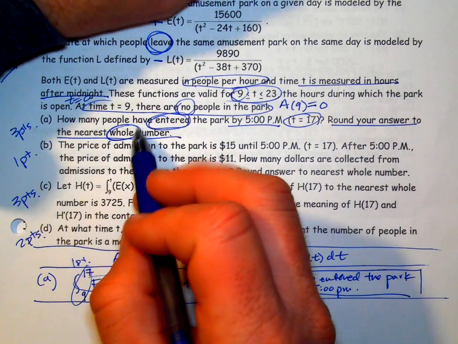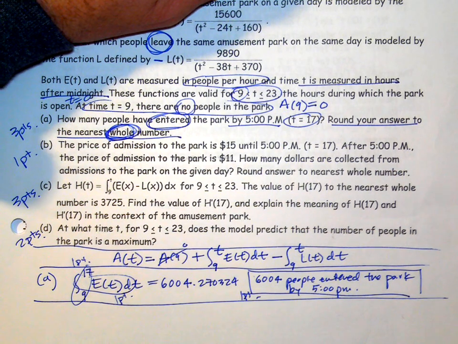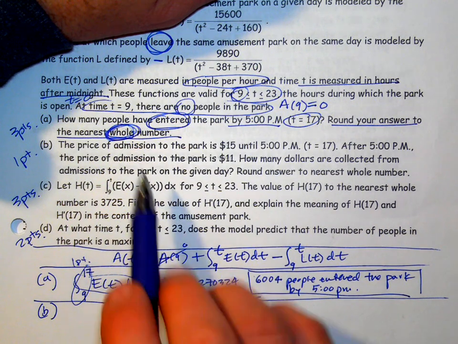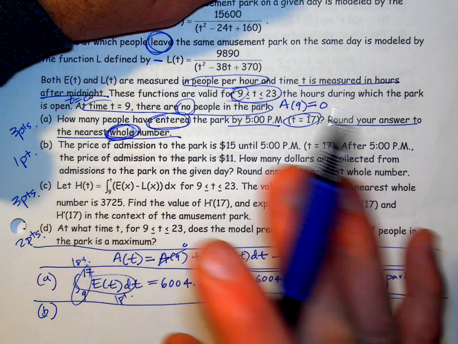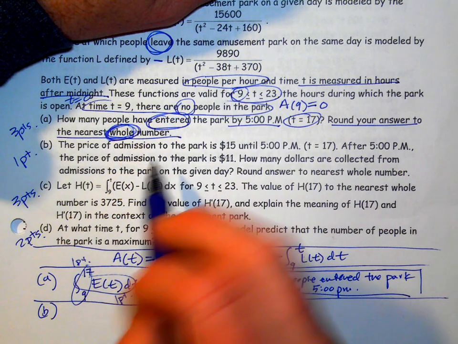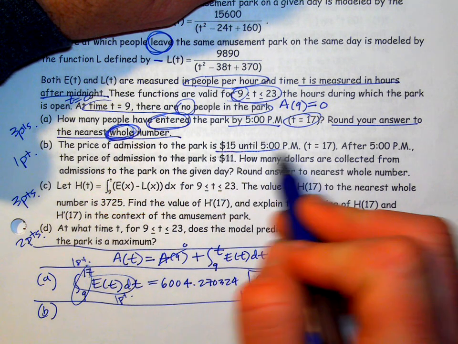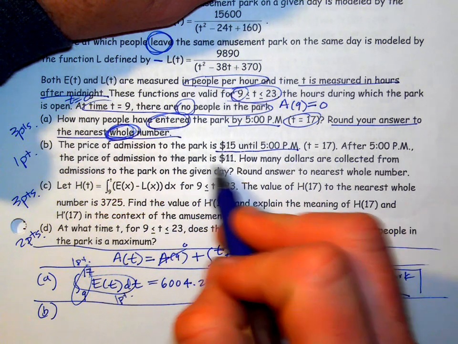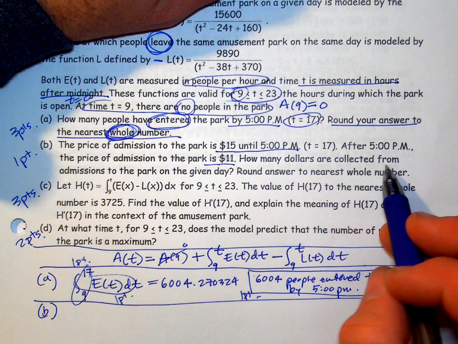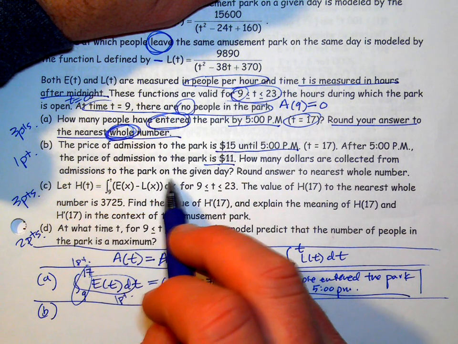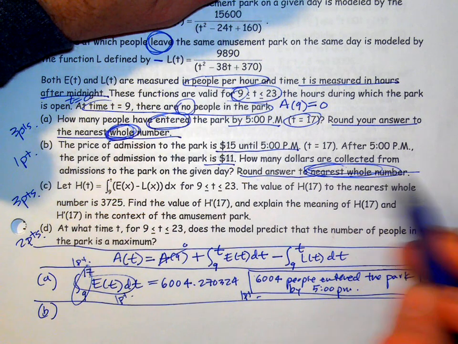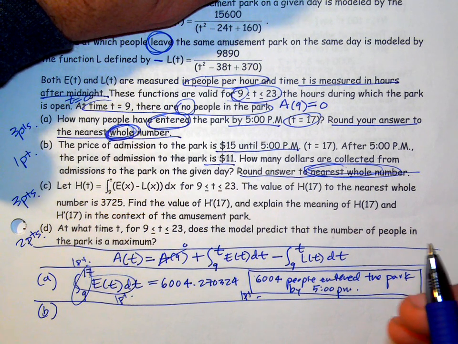You might notice I circled that. I made a big deal about it because it's kind of different than normal. Otherwise, I'm giving 3 decimals, actually, regardless of what my logic tells me, what seems like a good answer. The price of admission is $15 until 5 p.m. After 5 p.m., it's $11, so you get a little discount if you go late. How many dollars are collected from the admissions to the park on the given day? Round your answer to the nearest whole number, which is going to be dollars.